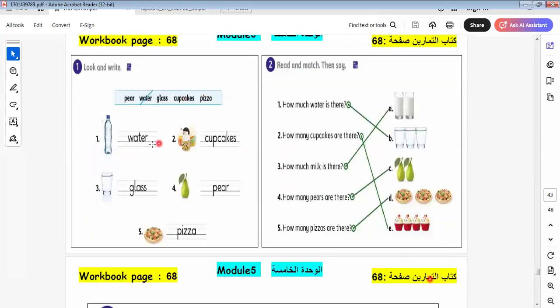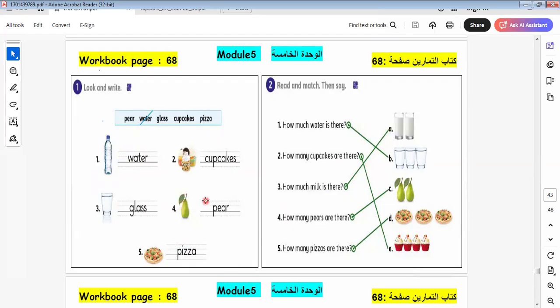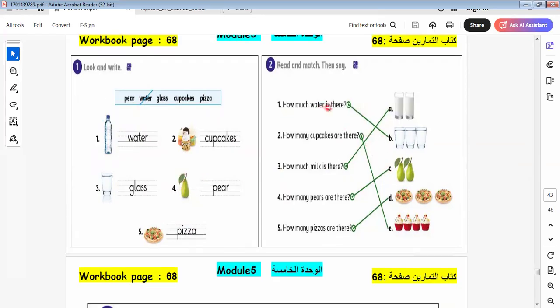Here we say, what is this? This is water. Here are cupcakes. Here is a glass. Here is a pear. All of us know pear. I think all of us like pears. Here is pizza. Let's go to another kind of fruits. Here we say, how much water is there? So here I ask about the quantity. It will be B, 3 glasses. How many cupcakes are there? It will be cupcakes. I can't count, I counted. So I put here, how many?